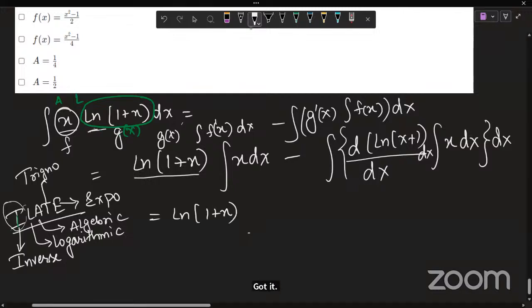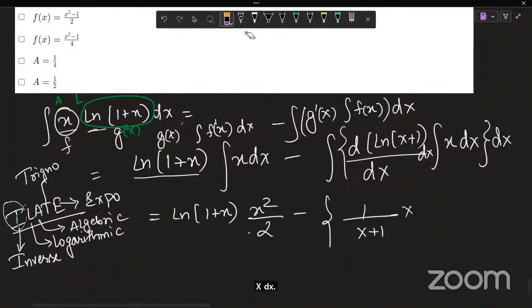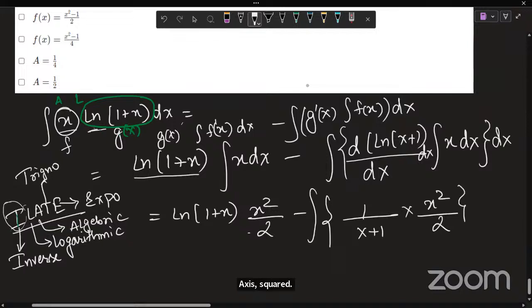Yes, sir. It will be the integration of x square by 2, and then the differentiation of ln x, which is 1 by x plus 1, and then the integration of x dx. The integration of x dx is what? x square by 2 and the dx. The whole integration of this one dx.